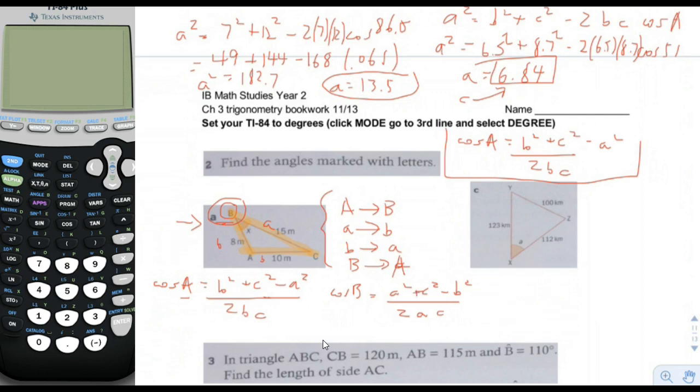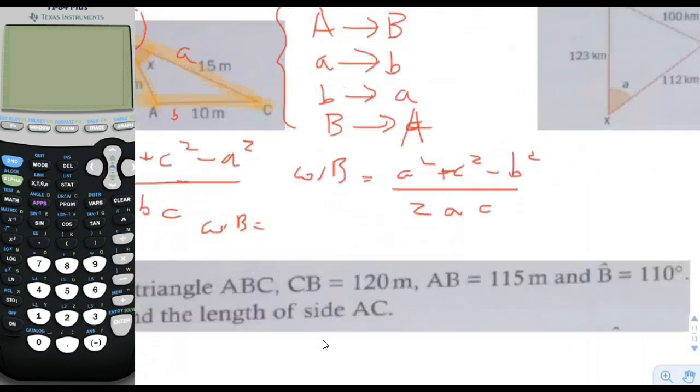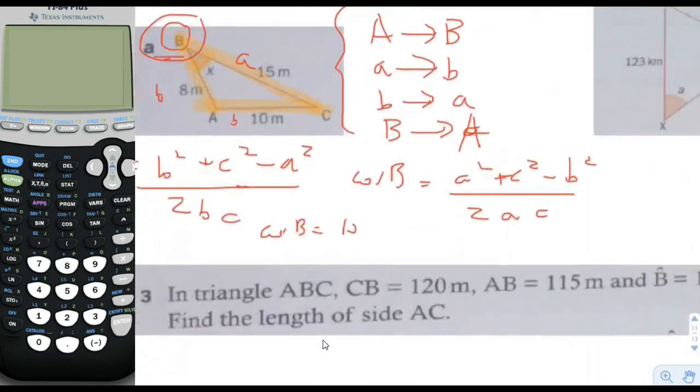Oh, this should be plus, right? Now, cosine of B we don't know. It's equal to a squared, which is 15 squared, plus c squared, which is, and I just marked this one wrong, this would be 8 squared, minus b squared, which is 10 squared. And then 2 times 15 times c, which is 8. Now we just need to put this in the calculator.